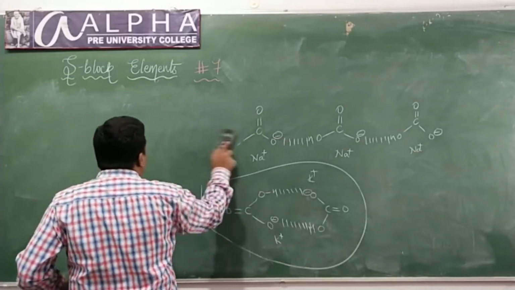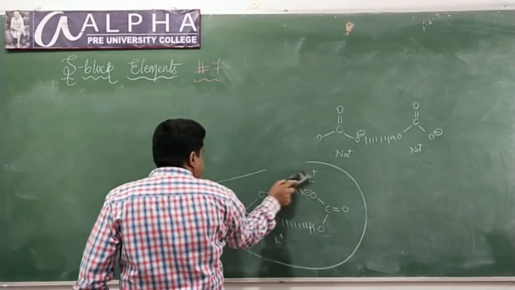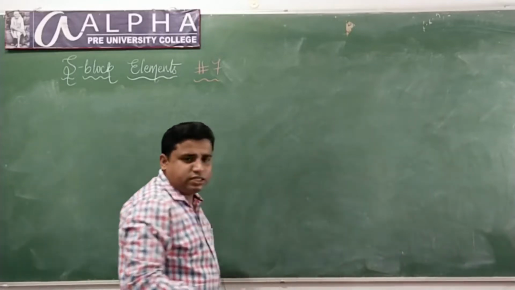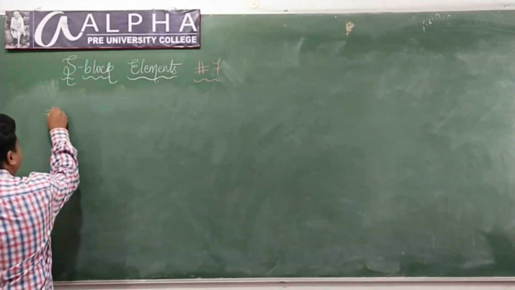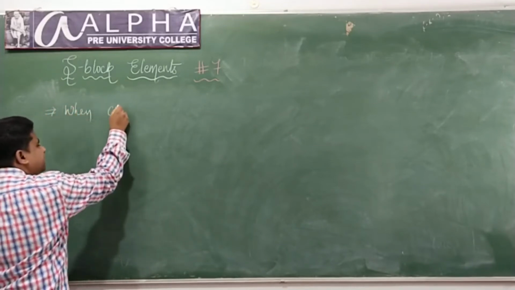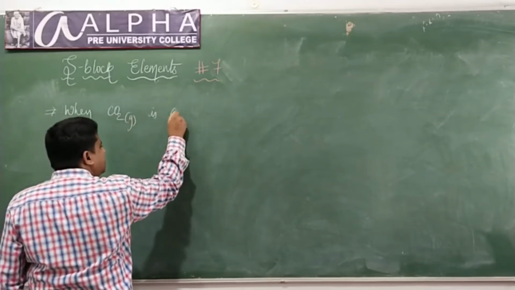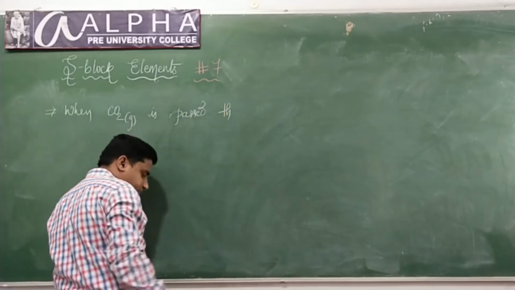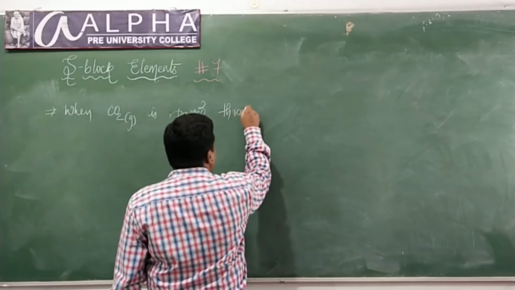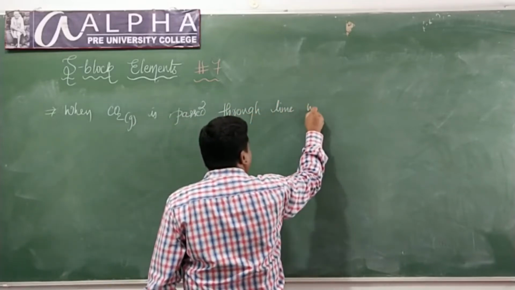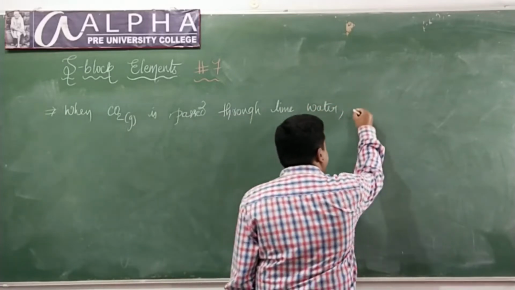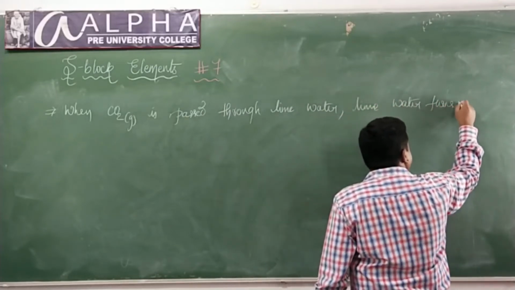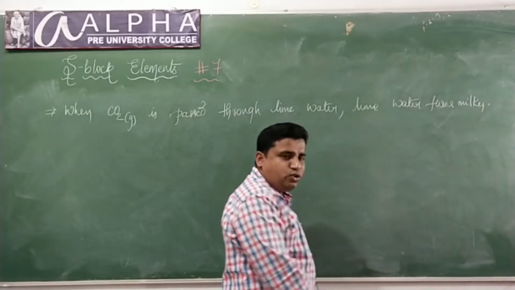Understand this point. When carbon dioxide gas is passed through lime water, lime water turns milky. Correct? Milky. I'll continue my statement.